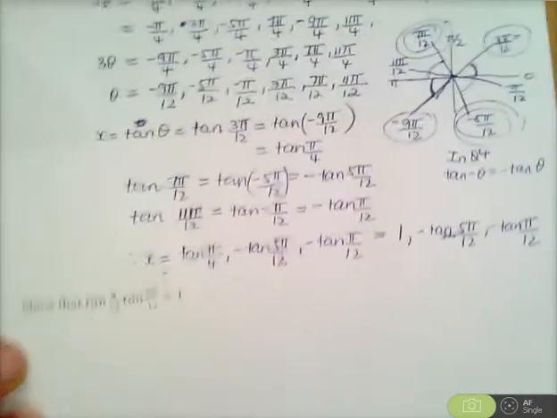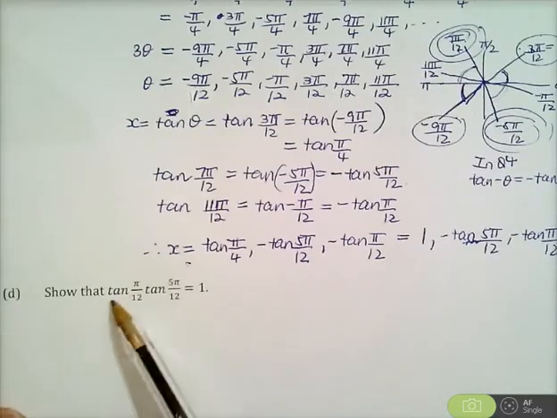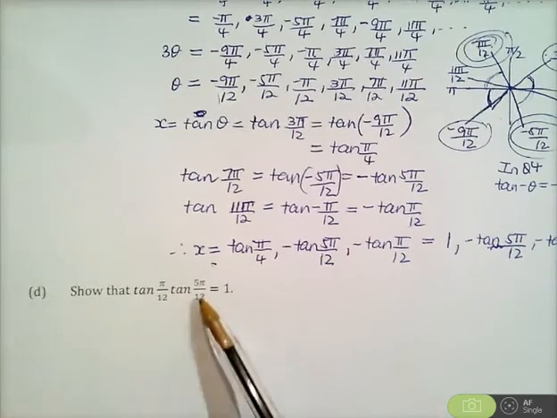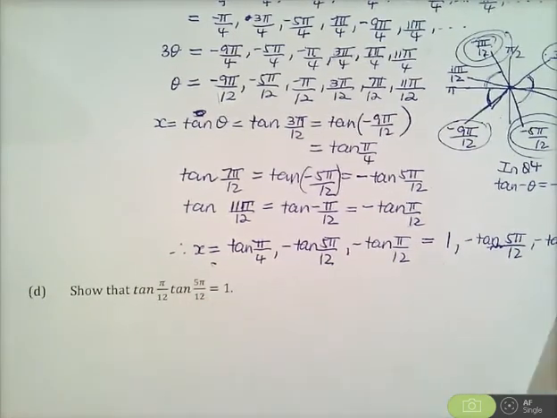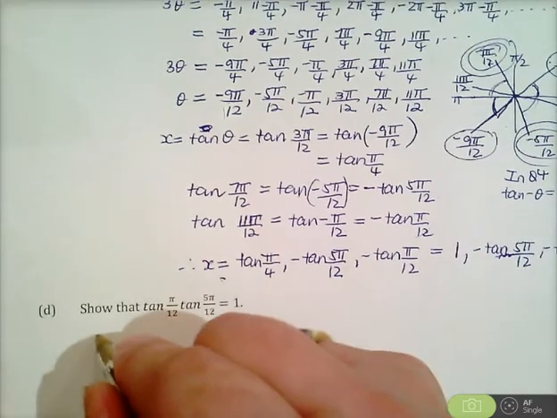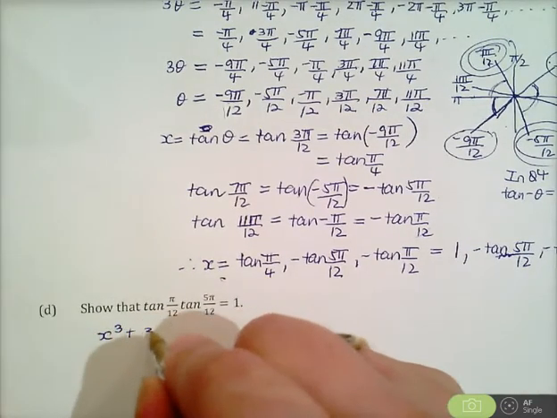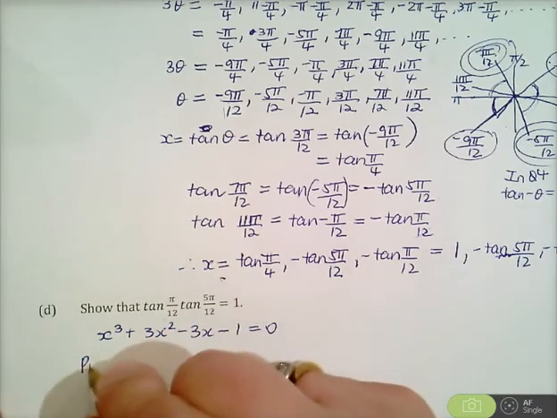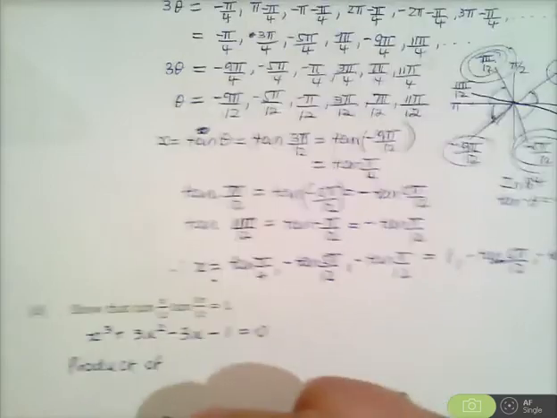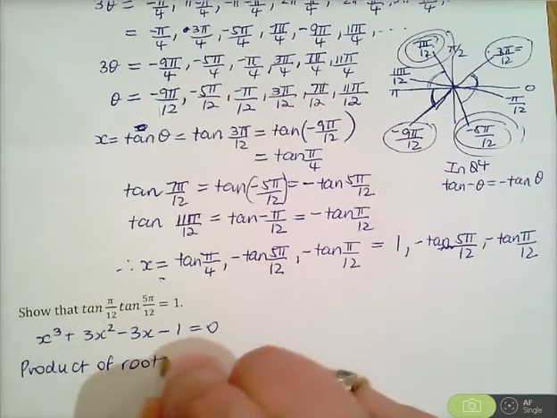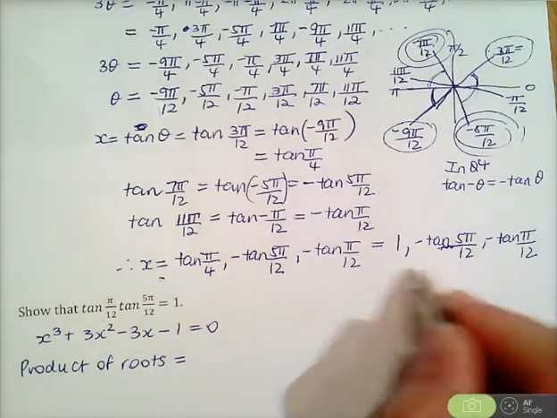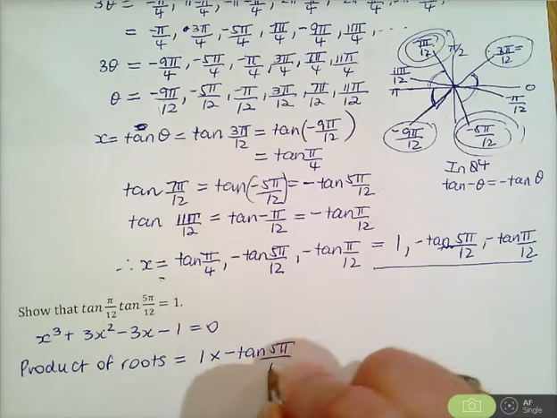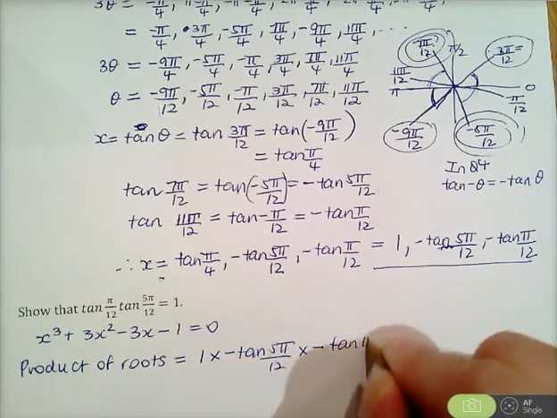Now for the last part of the question, you have to show that tan pi on 12 times tan 5 pi on 12 equals 1. It seems that these roots have been multiplied. Now there are 3 roots to this equation. So I'm just going to look at this equation again. We've got x cubed plus 3x squared minus 3x minus 1 equals 0. Now I'm going to look at the product of my roots. Now my roots are here, so 1 times negative tan 5 pi on 12 times negative tan pi on 12.